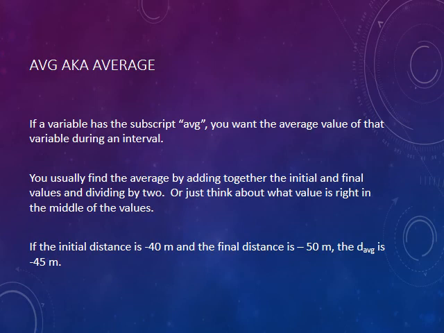That's its average distance. I want to point out here that we used the same two initial and final values for distance on the last slide. We were calculating delta d. Delta d's value is -10. D average is -45. D initial is -40, and D final is -50. So all of those variables have really different values, and they're not interchangeable. You can't just use any old d in an equation. You have to use the right d, or you're not going to get the right value.